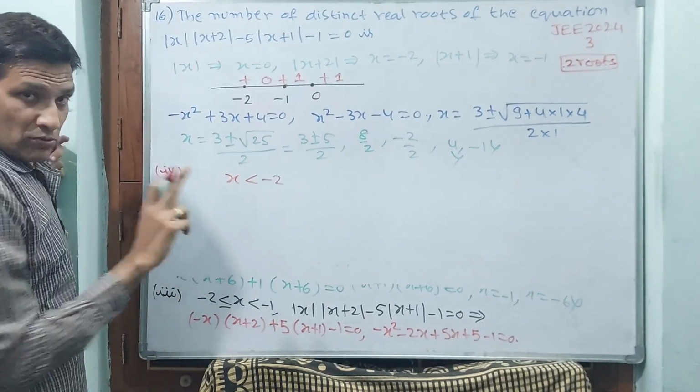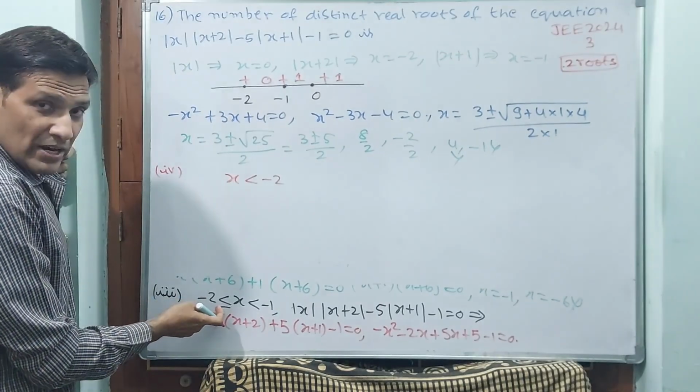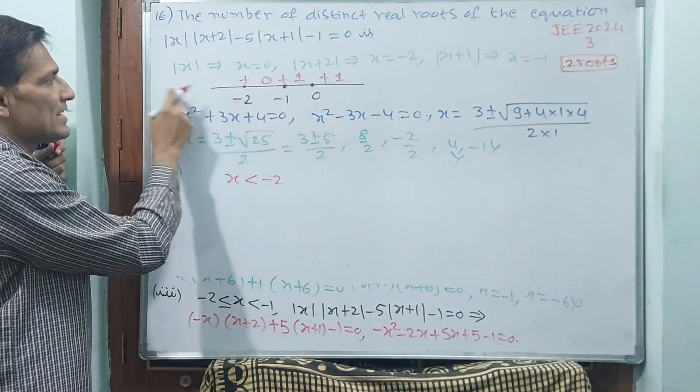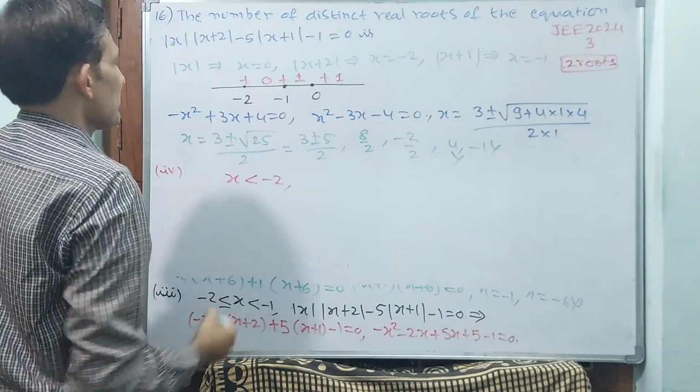Not equal to, observe carefully. Why? Because minus 2 equal to we have already done here. That is why less than minus 2 only you have to take. Less than minus 2. Okay? Comma I am keeping. Once again I will write.